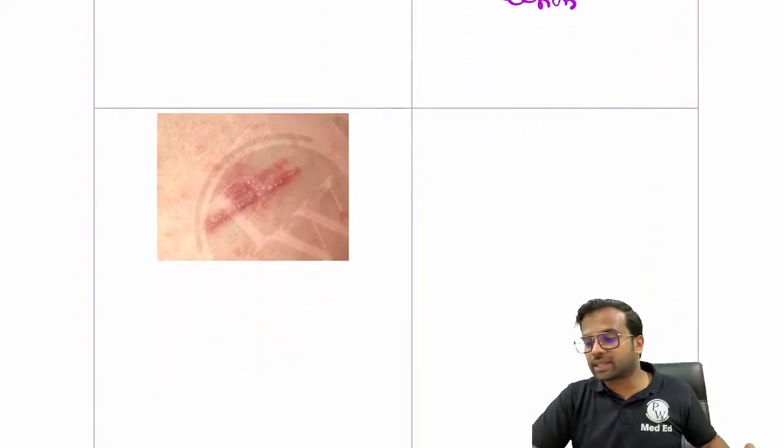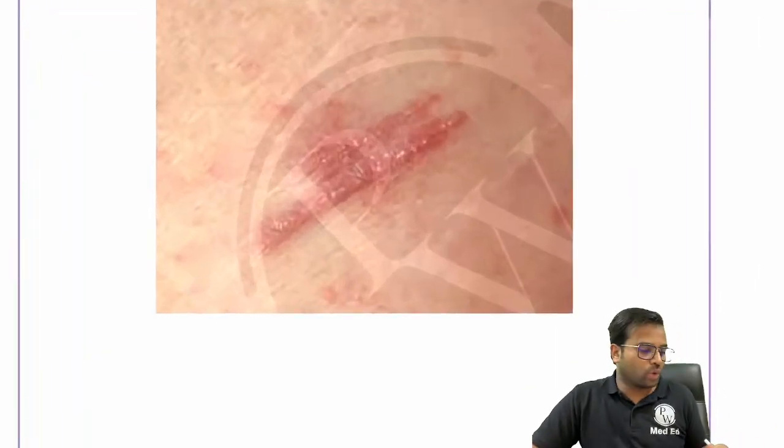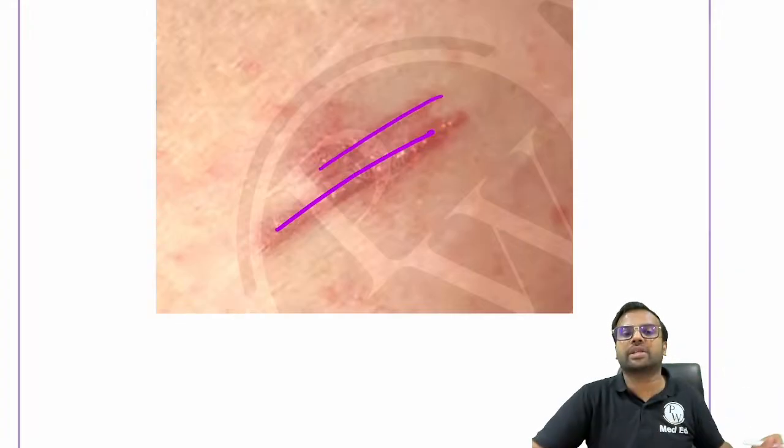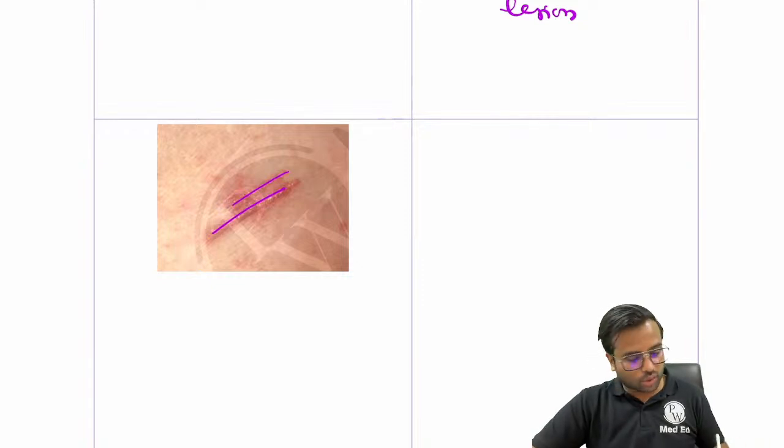So another bonus question for you. What about this one? What about this? So here what I can see is that there is a linear lesion over the skin. I'll just zoom this for you. So this is probably after scratching over the skin, the patient has developed some new lesions over the skin. What is this called? Yeah, this is called the Koebner phenomenon. So appearance of new skin lesions at the site of trauma. It's called a Koebner phenomenon.